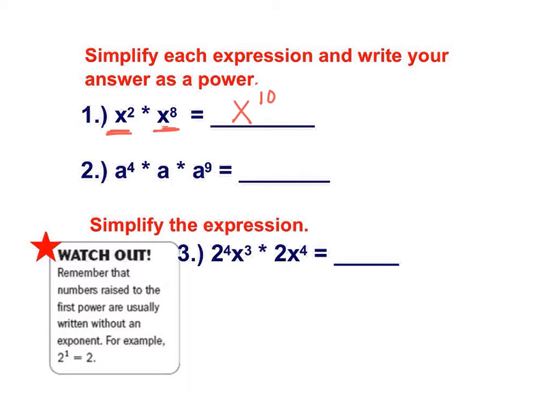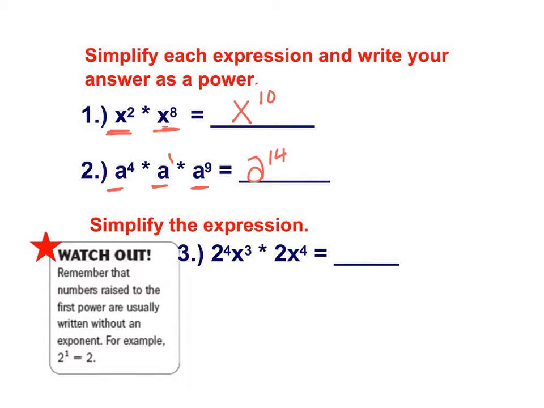Number 2 says a to the fourth times a to the ninth. Now we have to remember that when we have a number or a letter by itself with no exponent written in, there's an understood exponent of 1. So it's often helpful if we just take a moment and write that in. This is a to the first times a to the fourth times a to the ninth. Notice again, all the bases are the same, so we're going to add 9 plus 1 plus 4, and then we'll rewrite that as a to the 14th power.